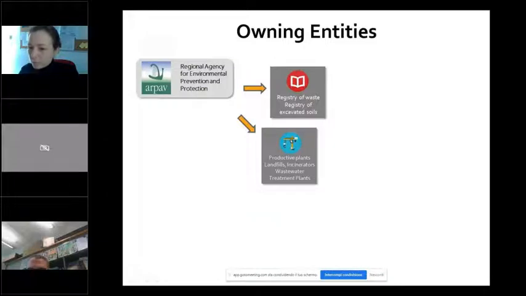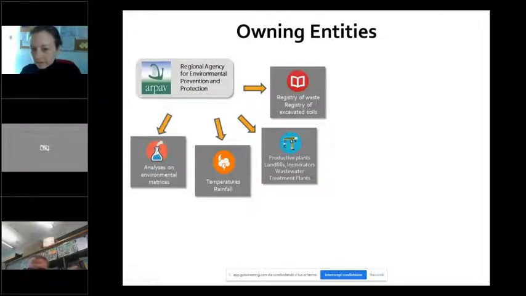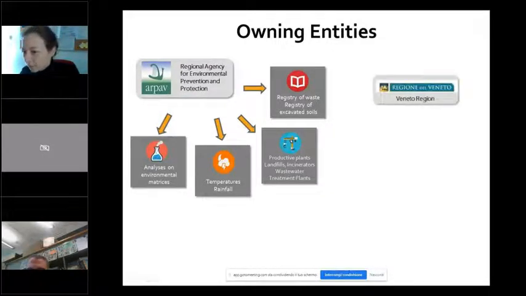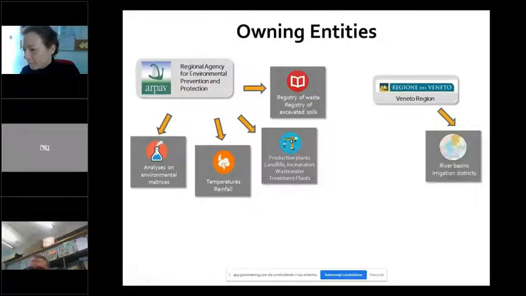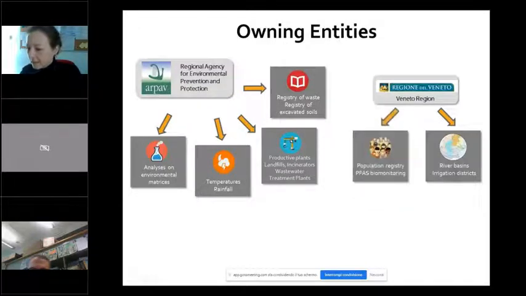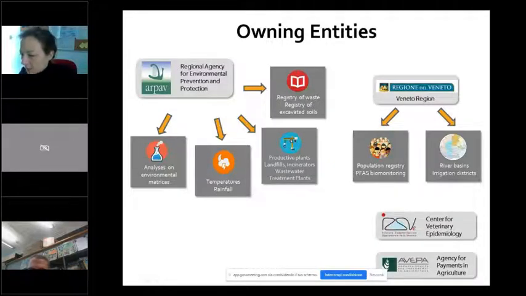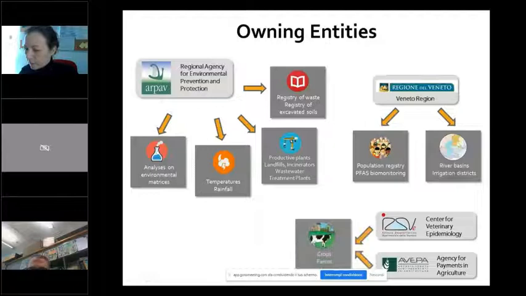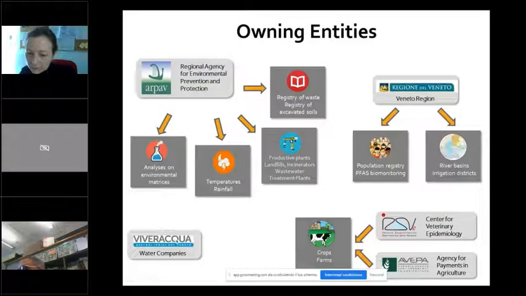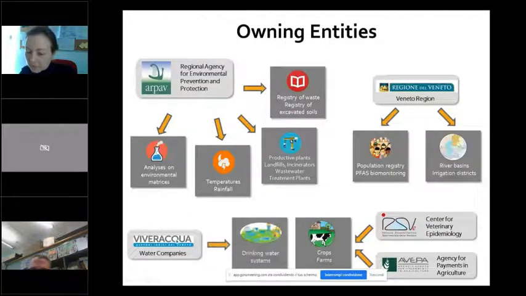Registry of pollution sources, weather data, and environmental analysis. The Veneto region provides data shapefiles on river basins and irrigation districts, and data on population and PFAS biomonitoring. The Regional Center for Veterinary Epidemiology and the Agency for Payments in Agriculture provided data on crops and farms. And finally, the water companies provided data on drinking water systems.